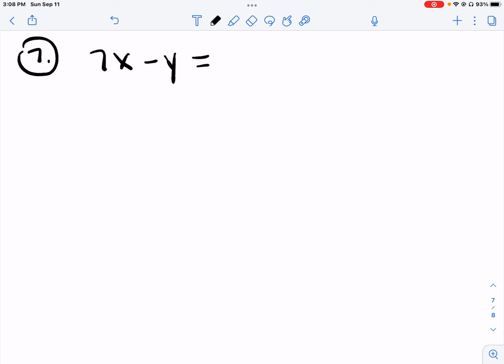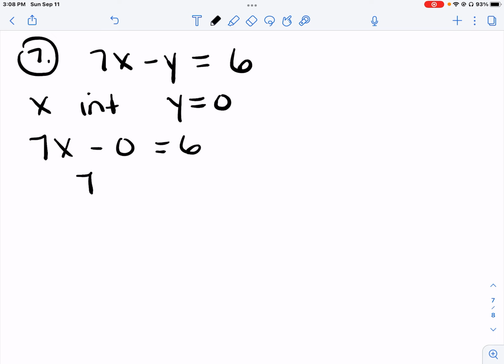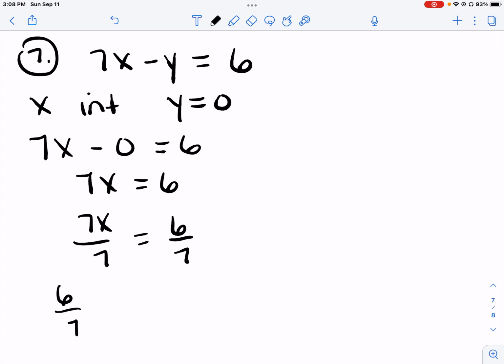Okay, find the intercepts. X-intercept, y is 0. So 7x equals 6. Divide. So x is 6 over 7 when we put in 0 for y.